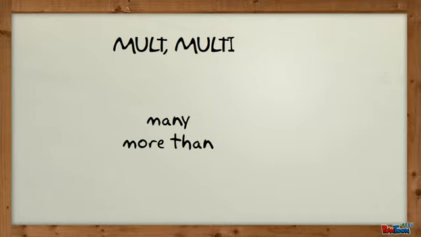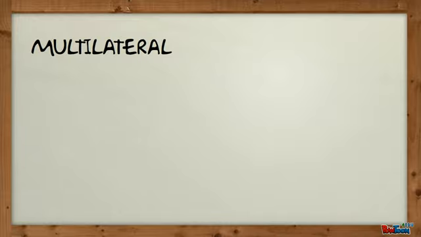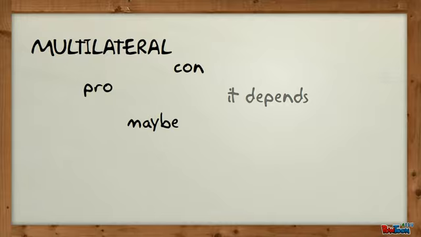Last one this week, mult and multi. It means many or many more than. Let's start with the word multilateral. It means many sides. Although be careful, because this usually means many sides to an issue or many perspectives on an issue, rather than a physical object with physical sides.